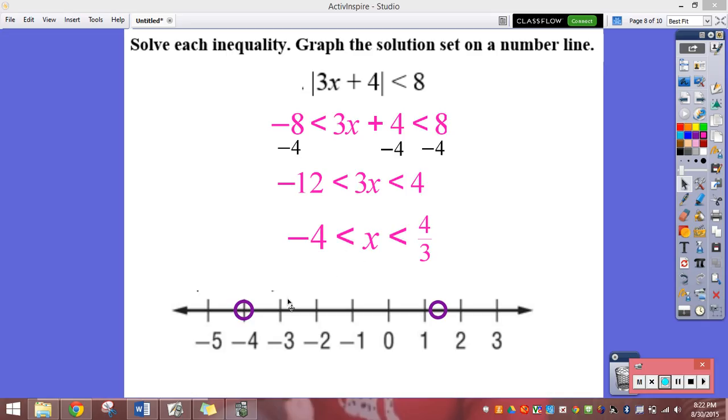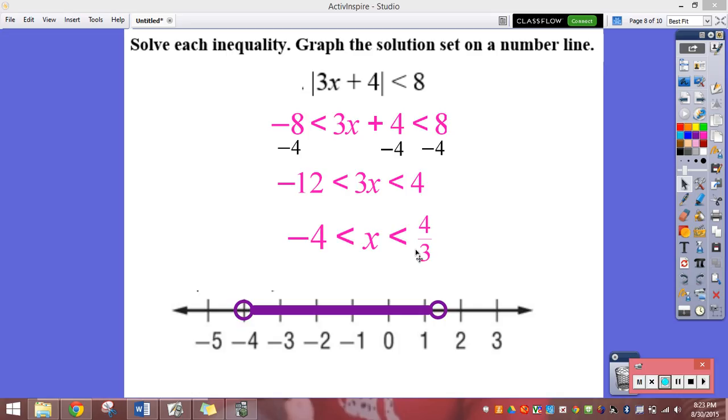X is greater than negative 4, so that would be to the right, and x is less than 4/3, so that would be to the left. So it's shade between those two open circles, and the graph of my solution set would look like this. If I wanted to test some values, I could plug in some numbers between negative 4 and 4/3. Zero is a really easy one to plug in. If I plug in 0 here, I get 0 plus 4, which is 4. Absolute value of 4 is less than 8. So I'm feeling pretty confident that that is my solution set.